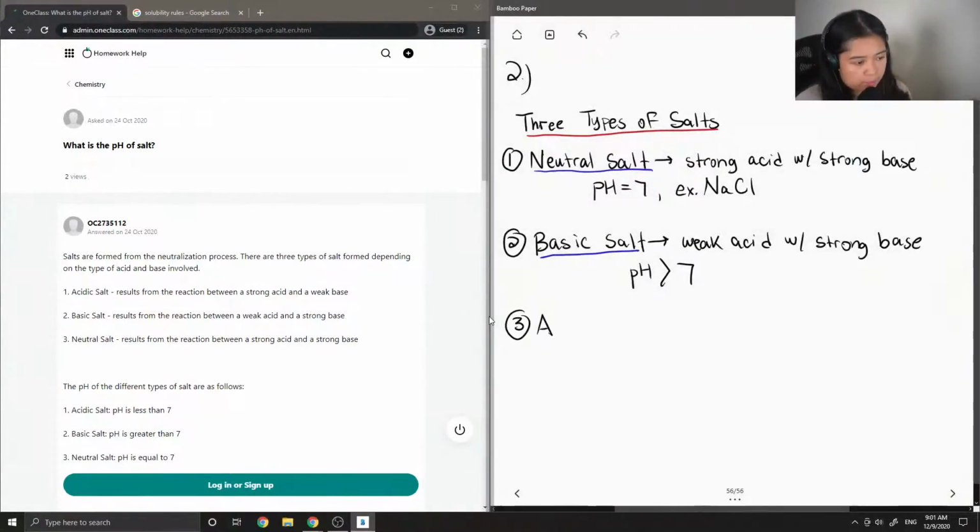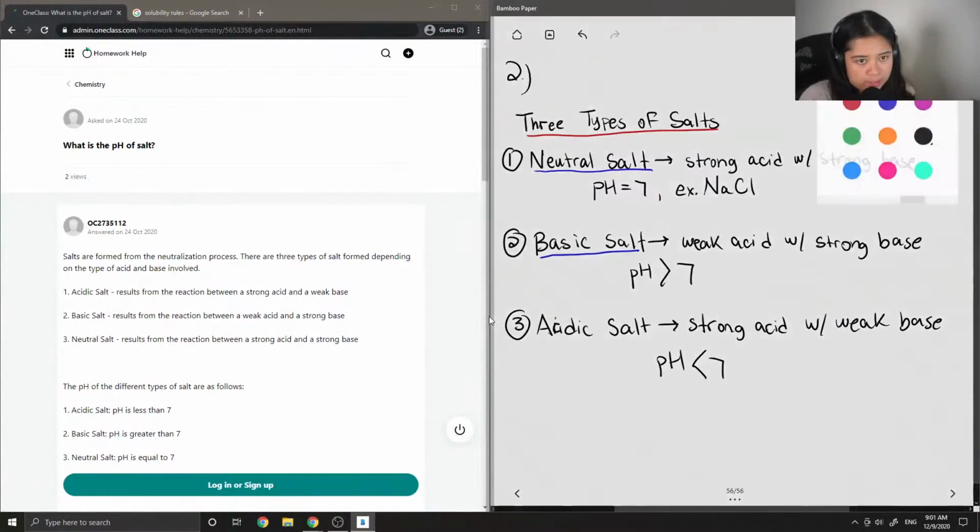And lastly, we could have an acidic salt. So this is when a strong acid reacts with a weak base. And these typically have a pH that is less than 7.